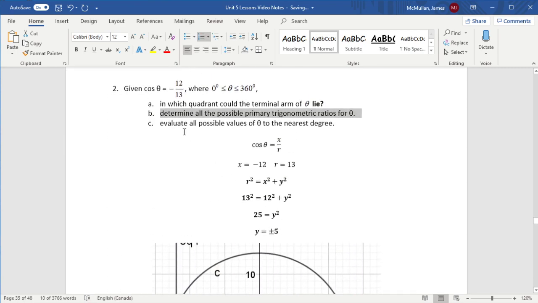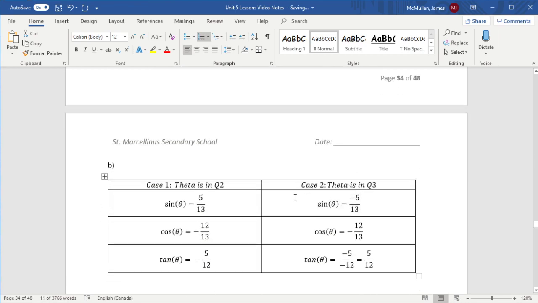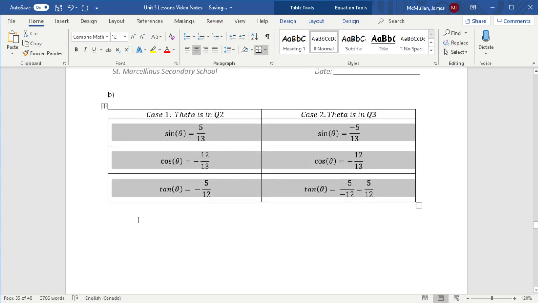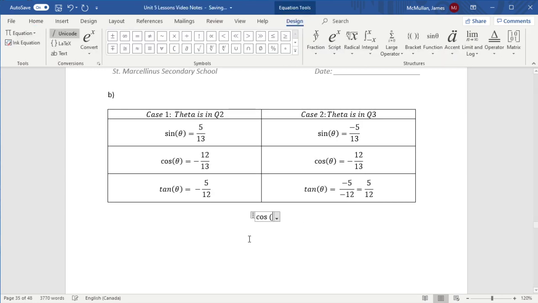Okay? Then it says evaluate all possible angles of theta. Now, from this point, you could do it using any one of these. Any one of these would work. Of course, they would all take a slightly different path, but they would all get you the answer. Let's work with cos, since that's what was in the question. It doesn't matter, but let's work with cos.